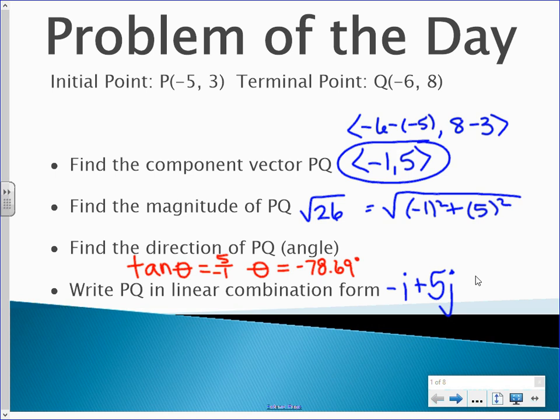78.69 is your reference angle. I would even ignore the negative. The negative doesn't matter. The 78.69 is your reference angle. Okay? So if we want to be in the second quadrant, then we would need to take 180 minus 78.69 to get 101.31, right? That's our angle.